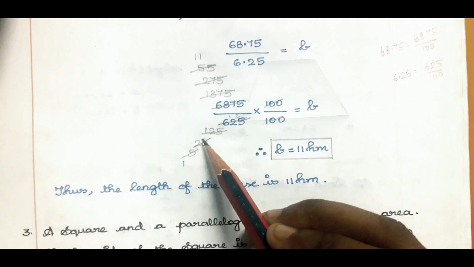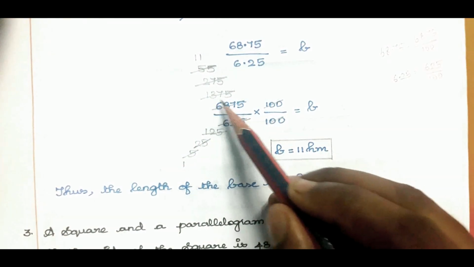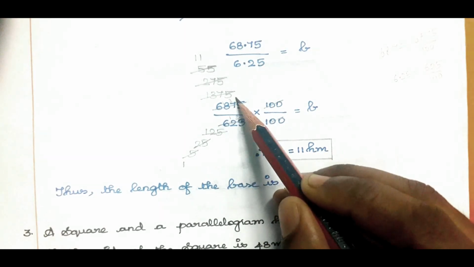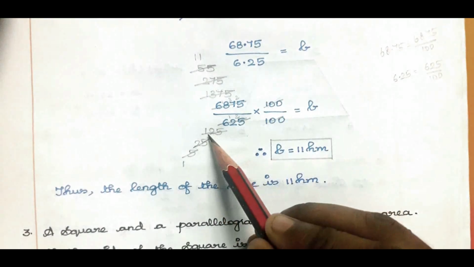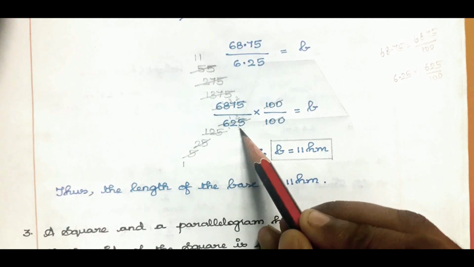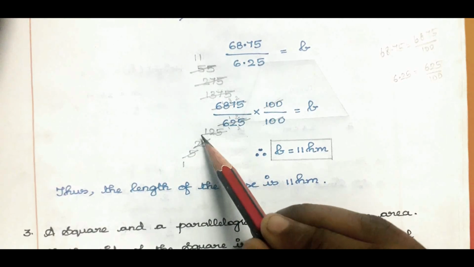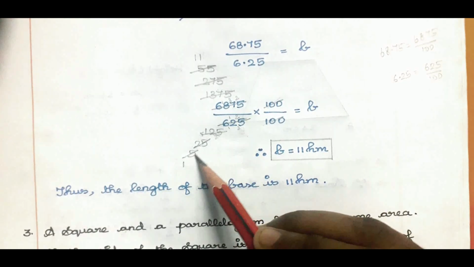Next again, here also 1 5 is 5, remainder 1, 3 5s are 15, remainder 3, 7 5s are 35, remainder 2, 5 5s are 25. Again, here 5 table, 1 5 is 5, remainder 1, 2 5s are 10, remainder 2. So 2 times of 5 is 10, remainder 2, 5 5s are 25. So again 5 table, 5 5s are 25, 1 5 is 5.